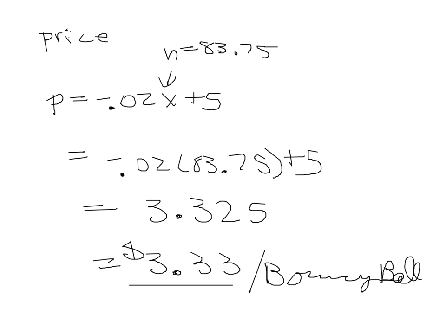So the story is, if we set our price at $3.33 per bouncing ball, we will sell 83,750 bouncing balls, and our maximum profit will be about $130,000.